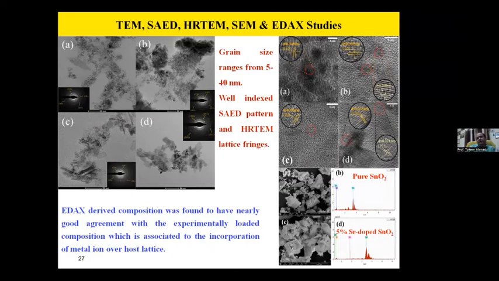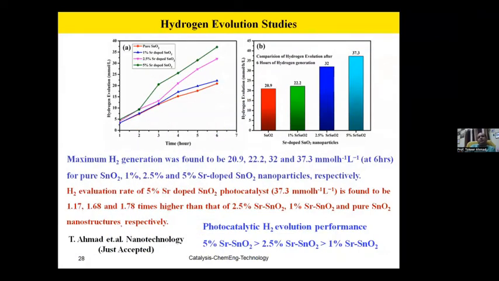This is the SEM and the indexed pattern, which gives a very satisfactory result for our strontium doped SnO2 nanoparticles. And these are the hydrogen evolution studies, and we obtained a very high value of hydrogen generation, which was around 37.3 millimole per hour per liter for 5% strontium doped SnO2 nanoparticles, and which was nearly 1.17 or 1.78 times higher than that of 2.5 or 1% strontium doped SnO2 nanoparticles.